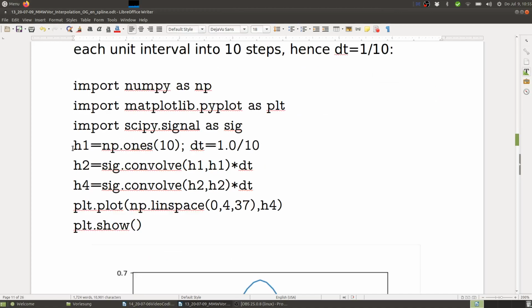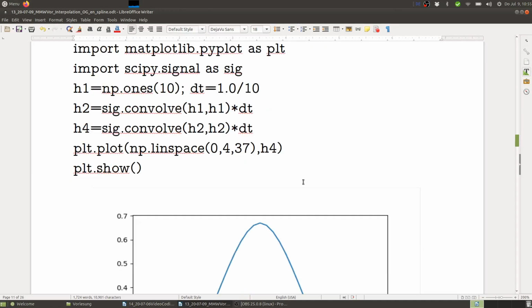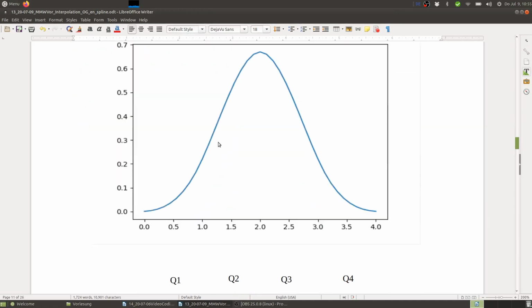We define the box function as a sequence of 10 ones, so that covers our interval from 0 to 1 in time steps of 1/10. And then we obtain h2, the triangle, by convolving h1 with itself, multiplied here with the time steps dt, and the same for h4, convolving the triangular function with itself, multiplied by the time step. And then we can plot it, right, which you can see here.